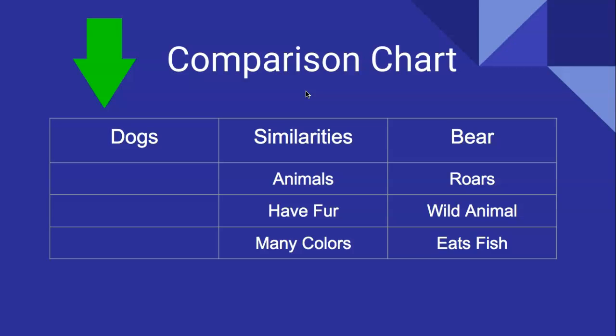What are some things that are different than bears? That it barks. Oh, good one. Yeah, a dog barks while a bear roars. Okay, what else? It is a pet. Yeah, we can have dogs for pets. We certainly can't have bears for pets.